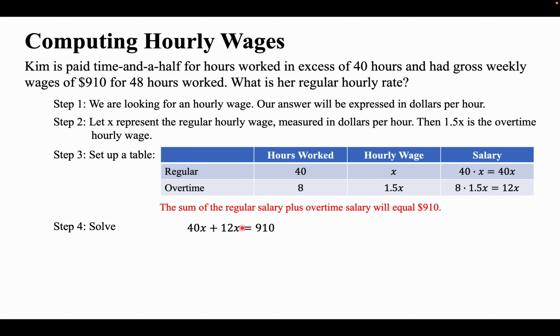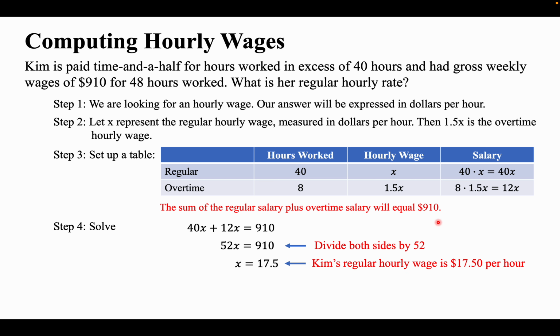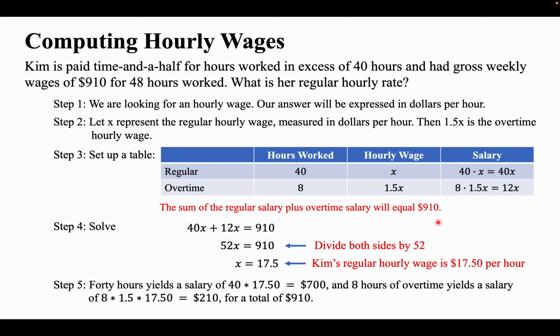Well, 40X plus 12X, that's 52X equals 910. Divide both sides by 52, you get X equals 17.5. Well, what is X? Well, X is how much she makes during those regular hours, right? So the regular pay is basically 17.5. So Kim's regular hourly wage in this case is $17.50 per hour.